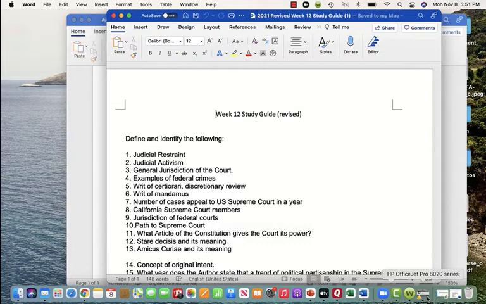Know what a writ of certiorari is, and we're going to talk about that. A writ of certiorari is basically an order that the Supreme Court gives to other courts to give them any type of documentation about prior cases that they're ruling on. Know that the Supreme Court hears only about 300 cases a year. You have about 8,000 appealed, and generally they'll hear about 300.